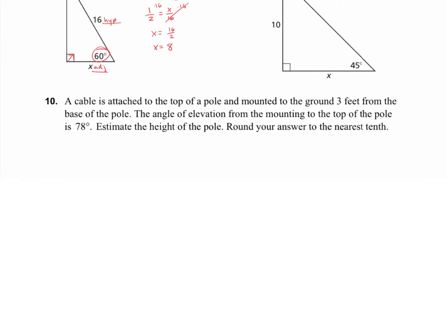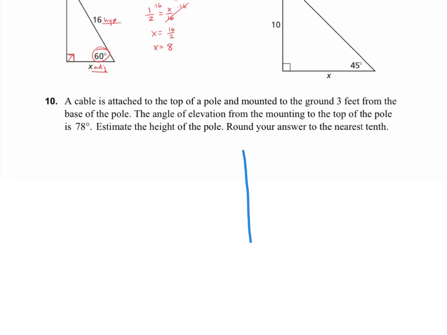A cable is attached to the top of a pole and mounted to the ground 3 feet from the base of the pole. The angle of elevation from the mounting to the top of the pole is 78 degrees. Estimate the height of the pole. Round your answer to the nearest tenth. So first thing we want to do is draw our picture. We have a cable attached to the top of the pole.